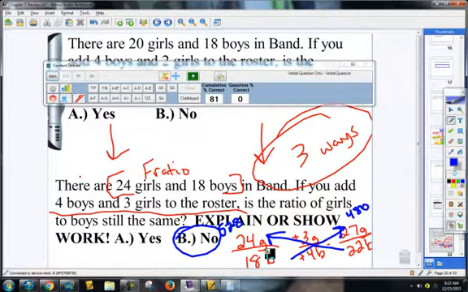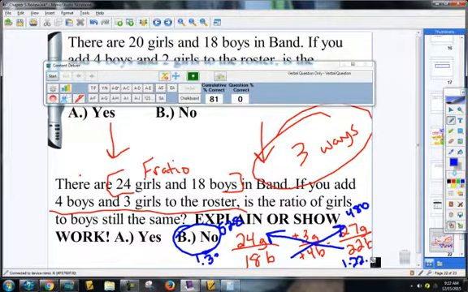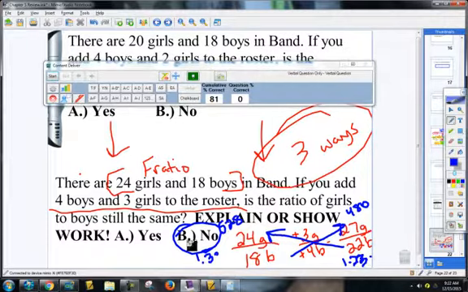What's another way that I can check for equivalency? Yes? I can divide them because all ratios are division problems. 24 divided by 18, what is that? 1.3 repeating. Okay, and this one over here becomes like 1.22 something. 1.2, 3, fine. Regardless, are they the same? No. No, they're not. Okay?